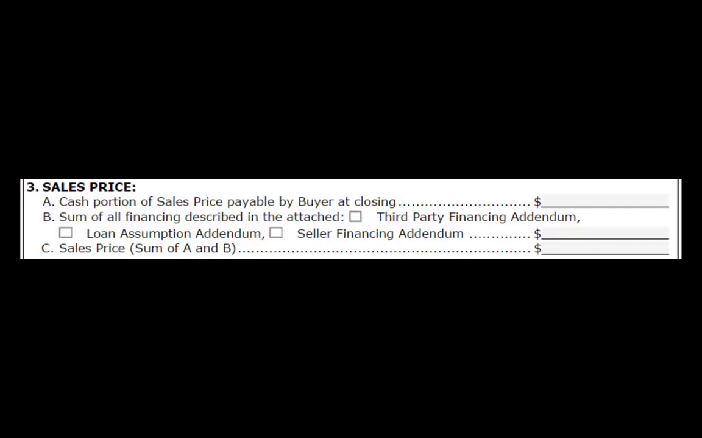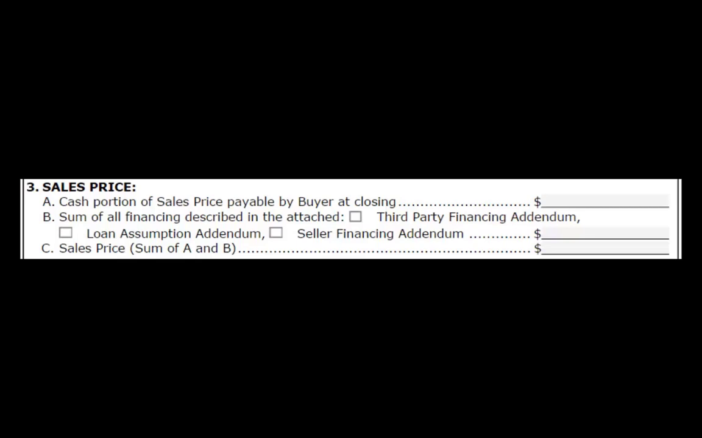For the purposes of this, all you need to do is make sure you understand that third-party financing means any type of financing that is from a bank or from a third party. If you're getting a loan from mom and dad, or from Joe Bob at church who has a bunch of money and wants to lend it to you so you can buy a house, or if you're going to Wells Fargo or Bank of America or one of those typical conventional lenders, then you're going to check third-party financing and make sure that third-party financing addendum is filled out completely.